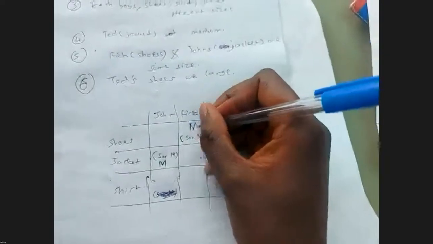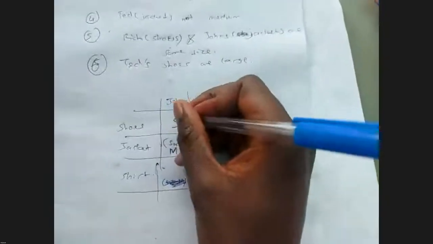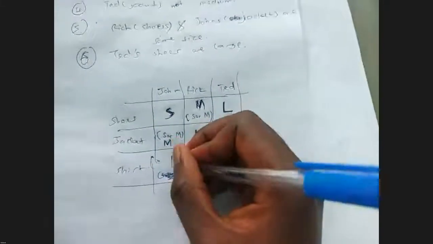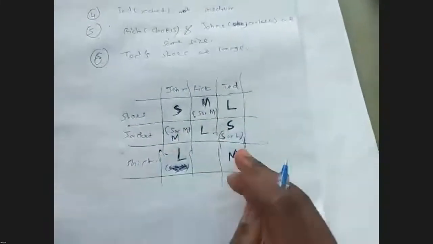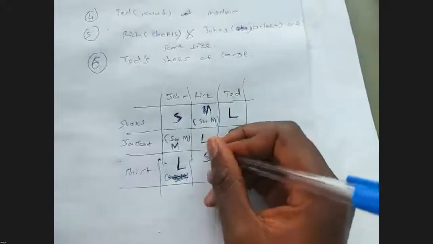So on this statement, they said Ricky's shoes and Johnny's jacket are the same. So if here is medium, here will be medium. If here is medium, here that will be small. If here is small, that will be large. If here is small, medium, here will be... Then small, large, medium here will be. So that is the puzzle.